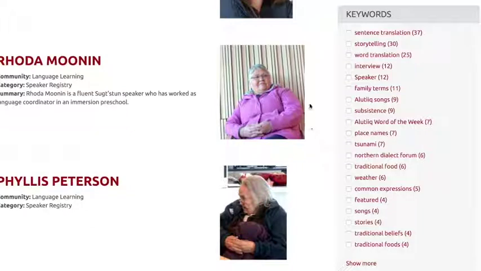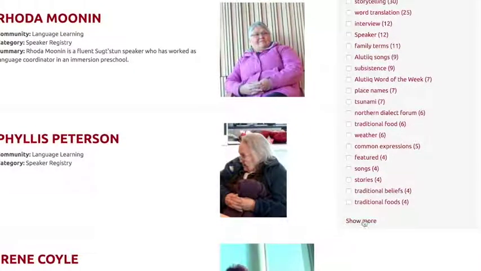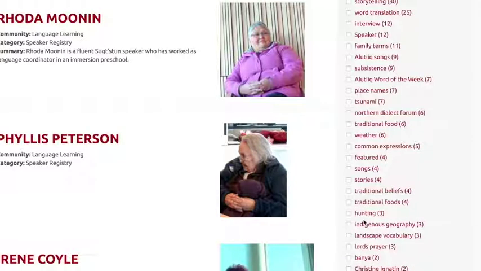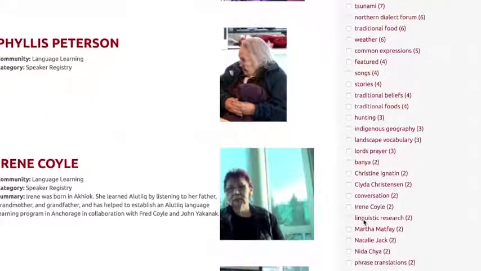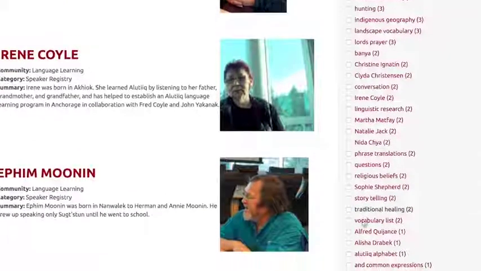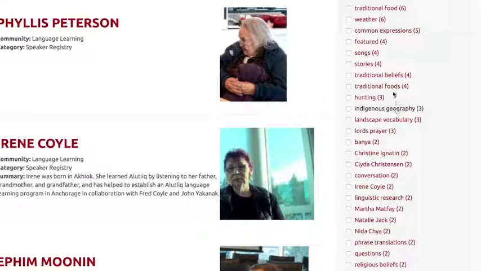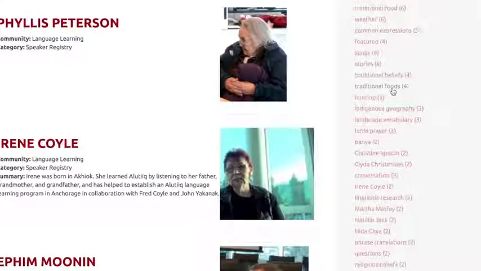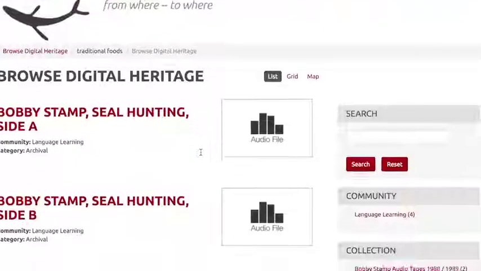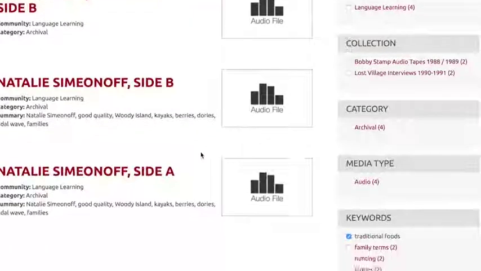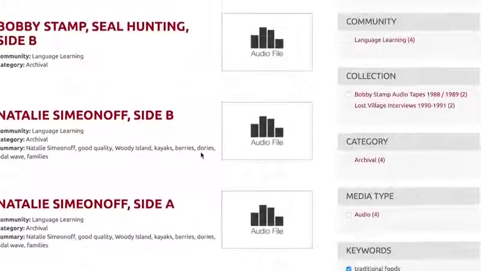More importantly, here are some of the keywords that we may be interested in learning more about. This is just a selection of those keywords. In order to find more keywords, we can click on Show More here. Once we click on Show More, we see that there are many other options. Clicking on any one of these will guide us into a page that features only the resources related to this specific keyword. Clicking on Traditional Foods, we see that we have a couple of items that we could listen to and learn more about traditional foods.